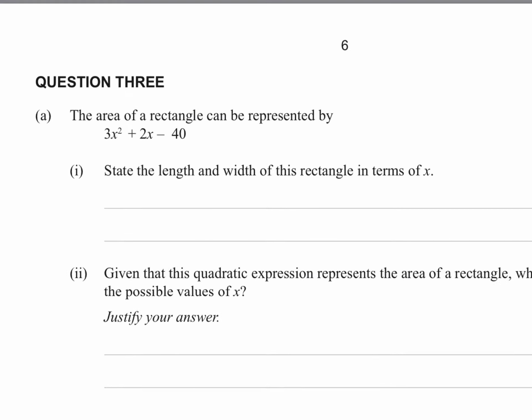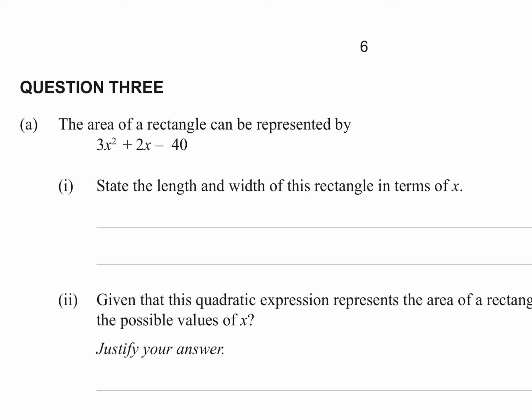Okay. All right. So next question. Question 3. The area of a rectangle can be represented by 3x squared plus 2x minus 40. State the length and the width of this rectangle in terms of x. So basically, the area of the rectangle is calculated by length times width.